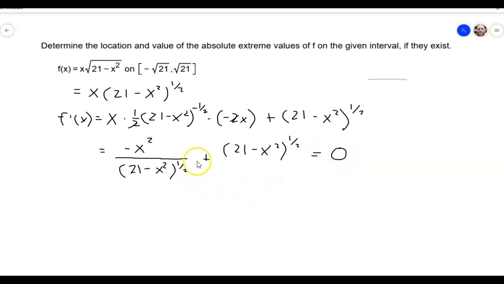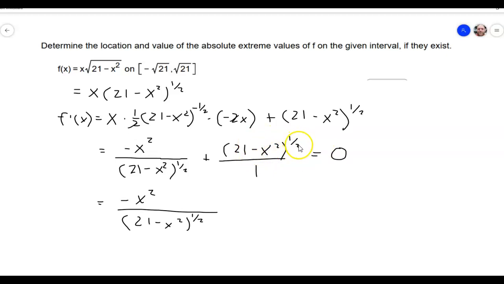Then we're going to clean this up a little bit, and I'm going to combine this up. So I'm going to multiply this side over here by this. If I put this over 1 here, and then I multiply the top and the bottom by 21 minus x squared raised to the 1/2, I'm going to get negative x squared all over 21 minus x squared raised to the 1/2. And since I multiplied the bottom by that, it combines with this for my common denominator.